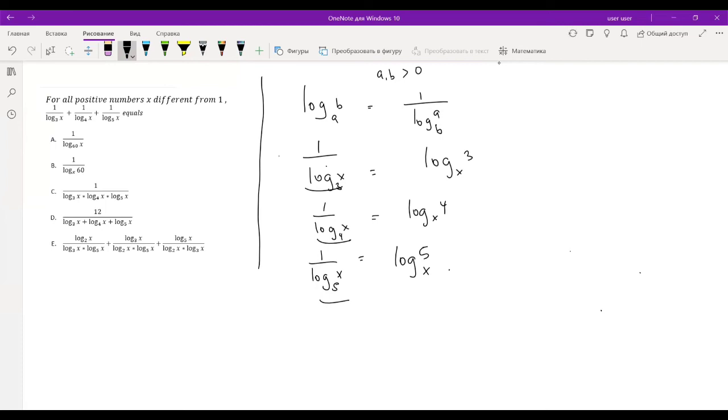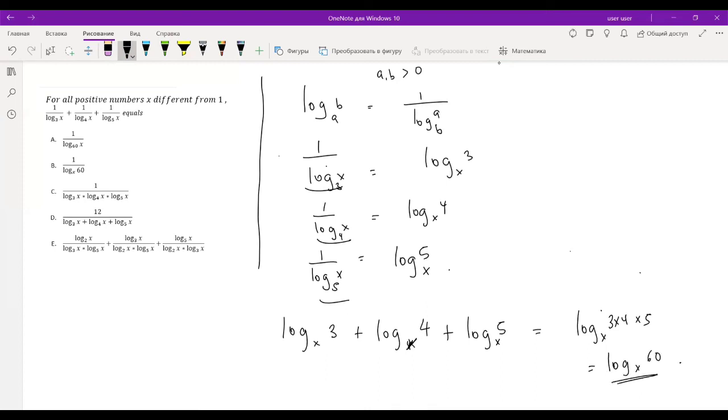So let's add the right hand side up now. We are more used to this because here the bases are all the same. All the logs here have base x. So addition here translates to multiplication of the numbers. So this will be equal to log base x of 3 times 4 times 5, which is equal to log base x of 60. So this is the answer to this.